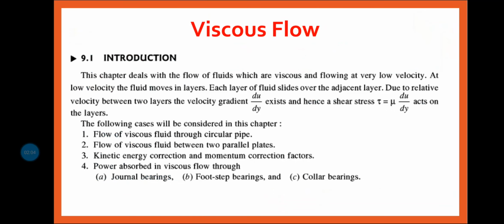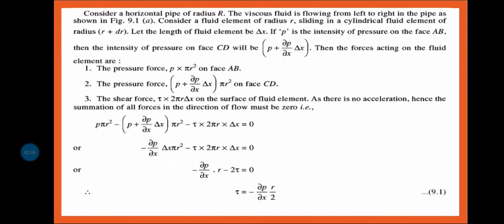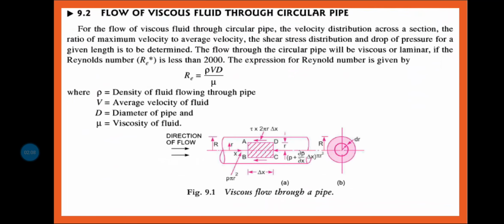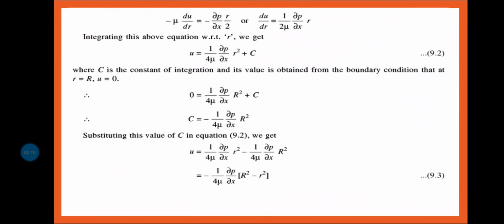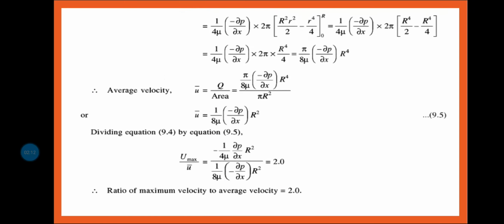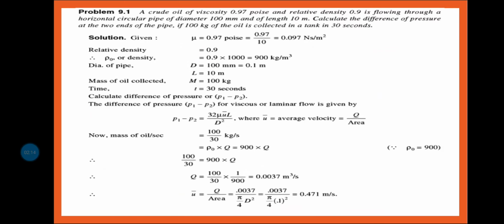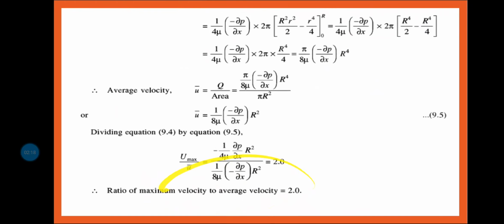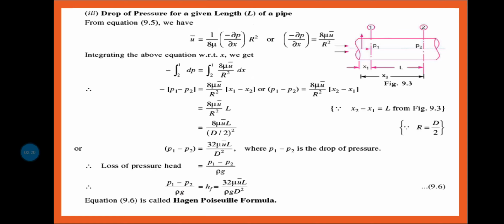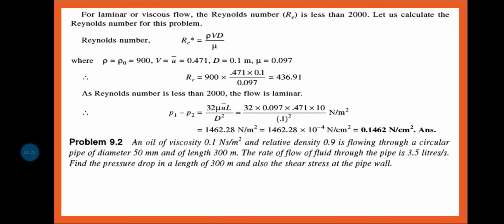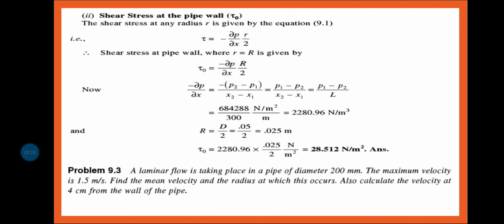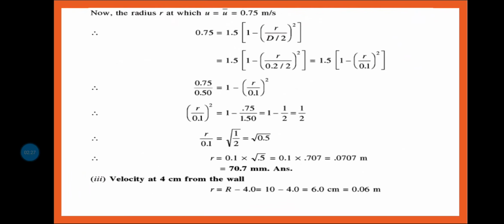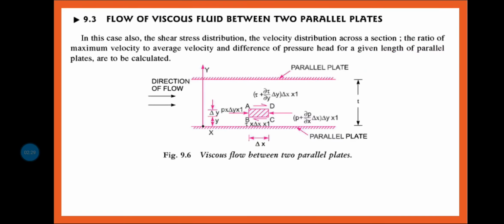So you know that viscous flow through pipe, this circular pipe, was discussed, and all this I discussed last class. The Hazen-Poiseuille formula is very important, and this numerical was also discussed last class. Today we will be discussing the flow of viscous fluid between two parallel plates.